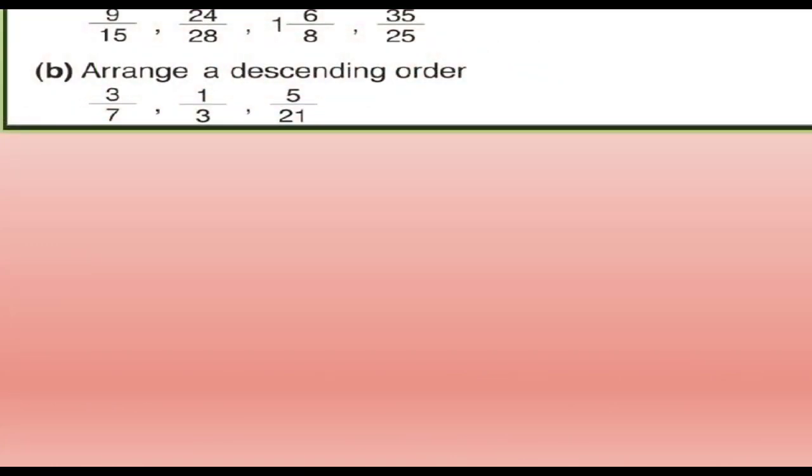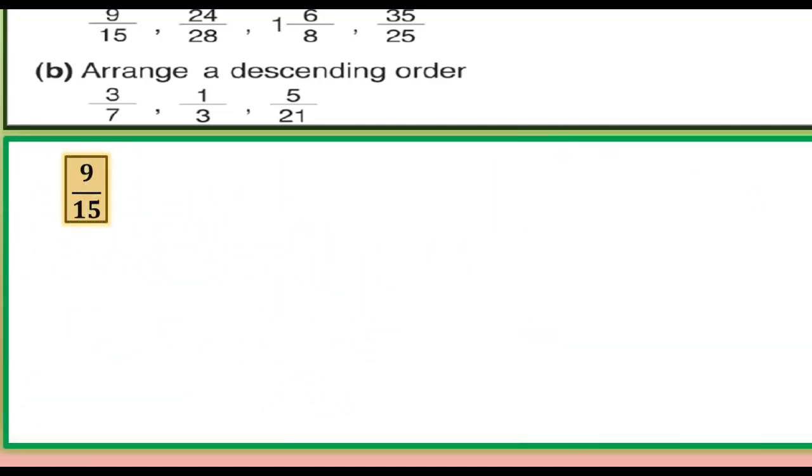Put the following fractions in the simplest form. 9 over 15, 24 over 28, 1 and 6 over 8, 35 over 25. Start with the first example, 9 over 15. When we want to put the fraction in the simplest form, we must divide it by the highest common factor between the numerator and the denominator. The highest common factor here is HCF. Do you remember HCF? How can you get the highest common factors between two numbers?